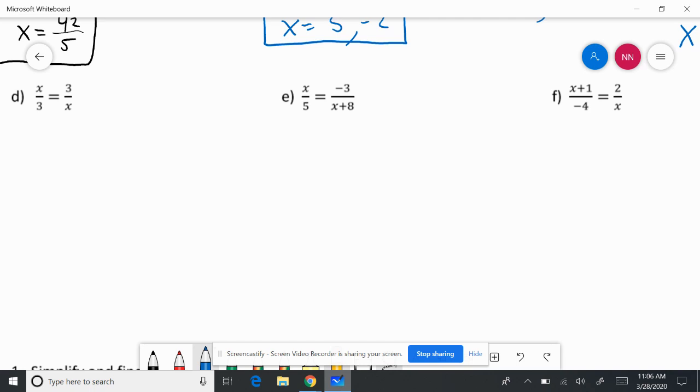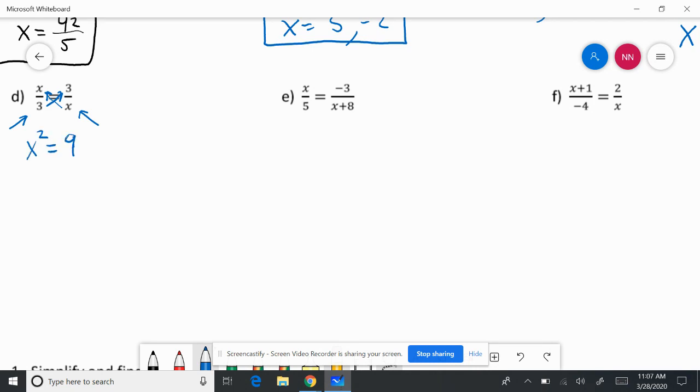What we're going to do is continue solving using cross multiplying. Remember, we always use cross multiplying when we have two terms. So in this case, we have one term on the left-hand side and one term on the right-hand side. Now, if we look at letter D, the first thing we're going to do is cross multiply, and we end up with x squared equals 9.